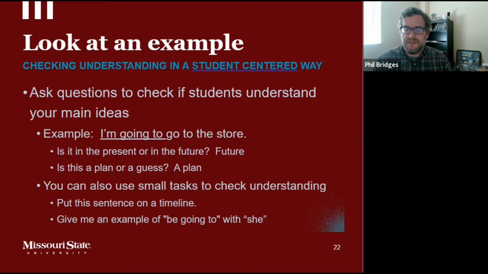We can also give them small tasks. So I could give them a timeline and have them put this sentence on the timeline. If they put it in the future, then they're demonstrating understanding. Or I could have them give me another example using that tense, or use be going to talk about future plans. And if they can do that, then they're applying what they've learned. They're demonstrating that they really do understand. All right.